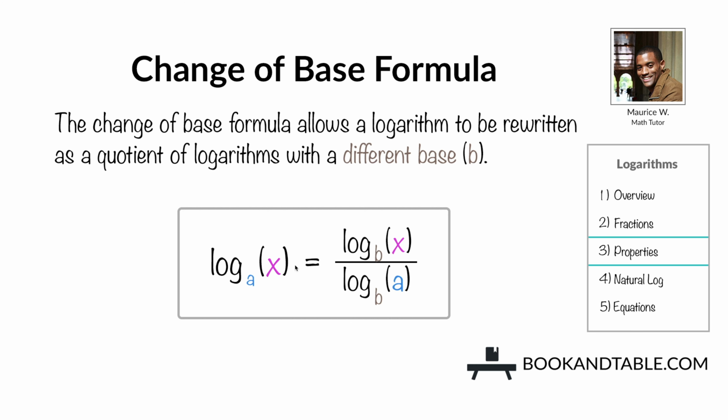In the numerator, we'll use the original argument x as the argument in the numerator. And we want to choose a new base b that allows this term to be easily simplified. In the denominator, our new argument is our original base a. And whatever the new base was in the numerator, we want to use in the denominator as well. And you want to choose a base that allows not one, but ideally both terms to be easily simplified.